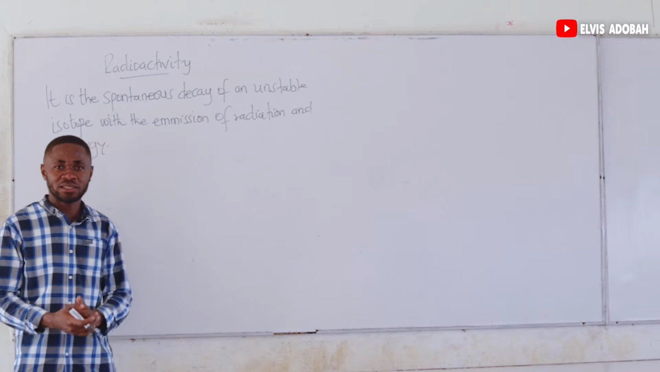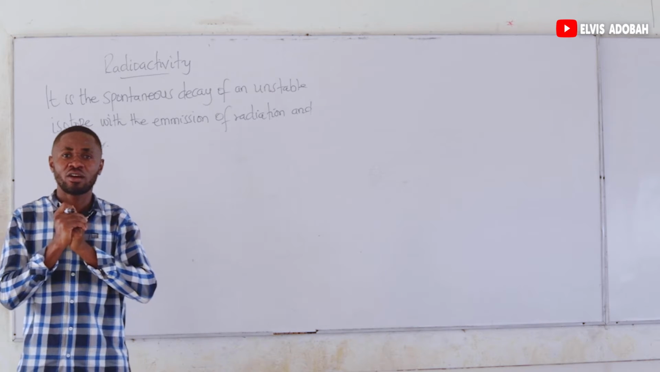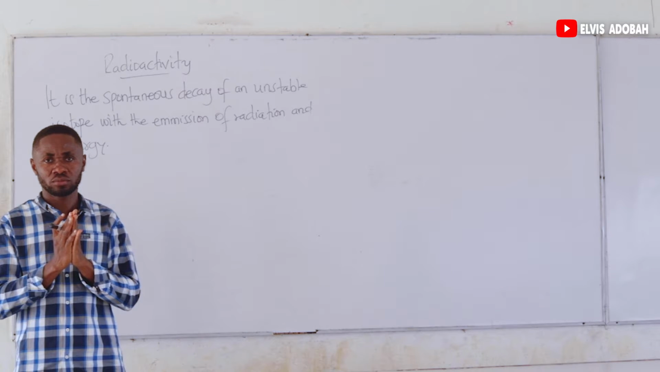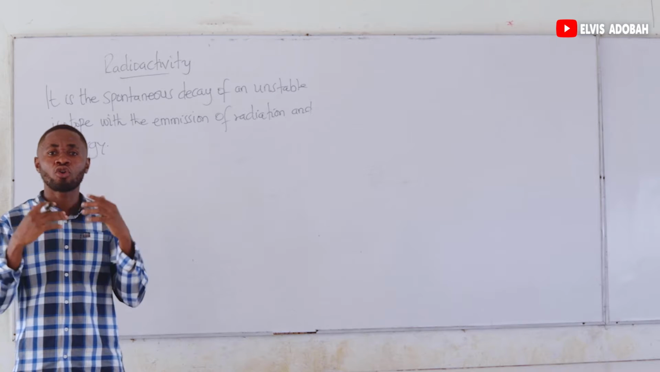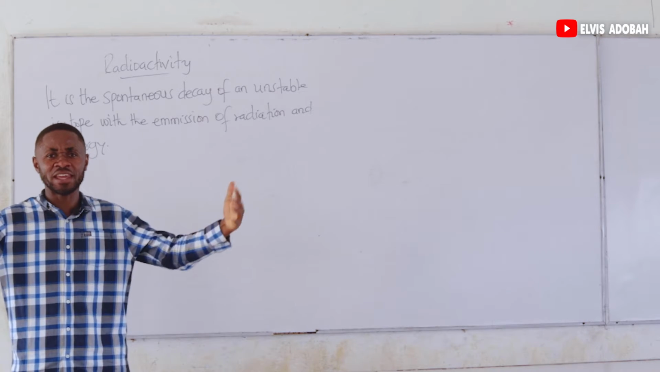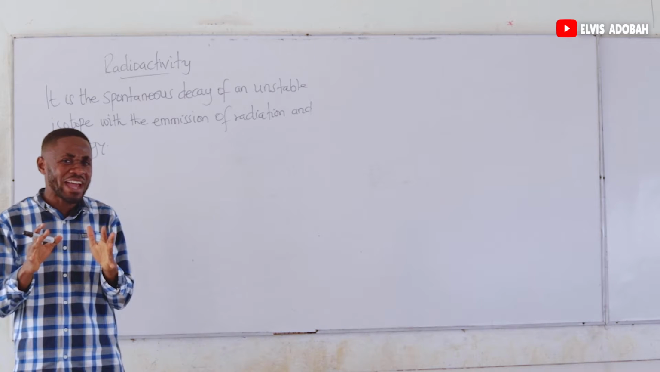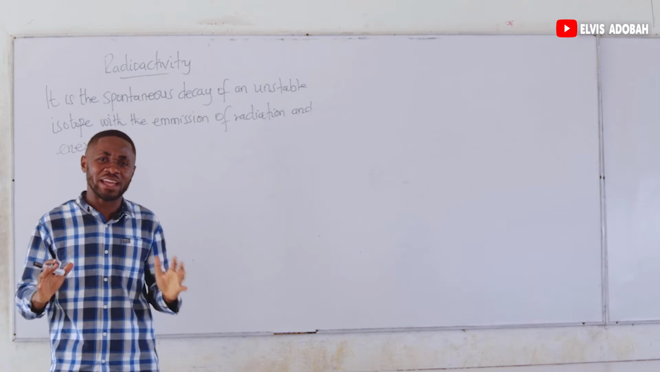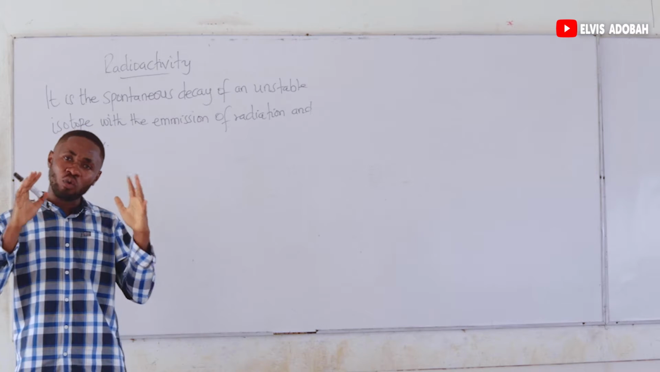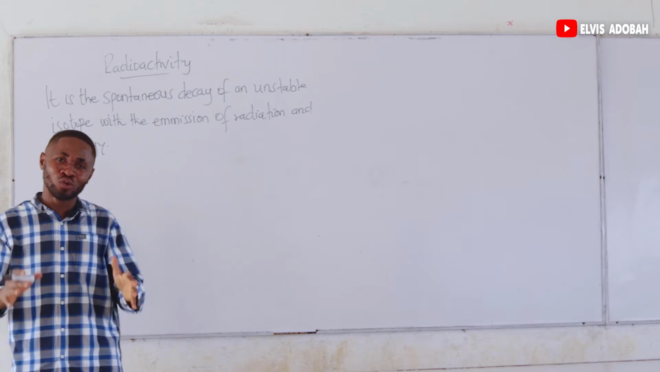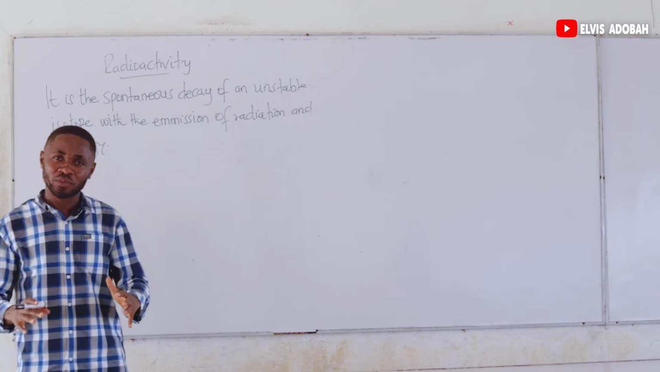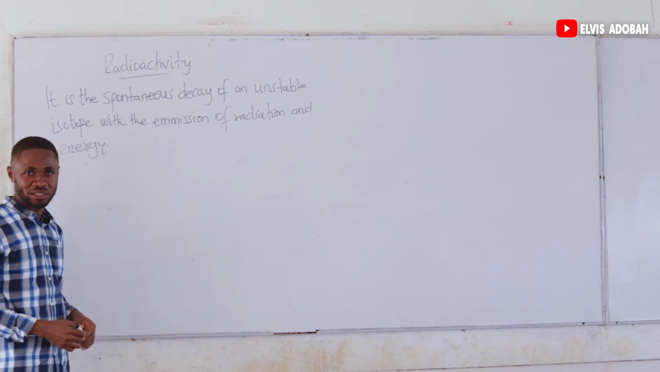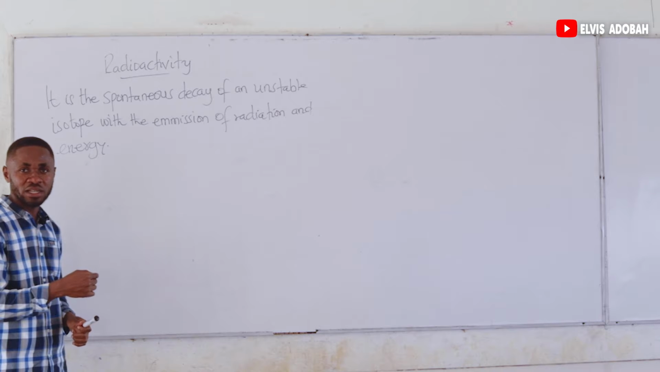Radioactivity is the spontaneous decay or disintegration of an unstable isotope with the emission of radiation and energy. Remember we said when a nucleus is unstable, it will do whatever it has to do to become stable. Whatever that isotope does to become stable is what we call radioactivity. Here are the key components of radioactivity. Let's represent the key components with an example.